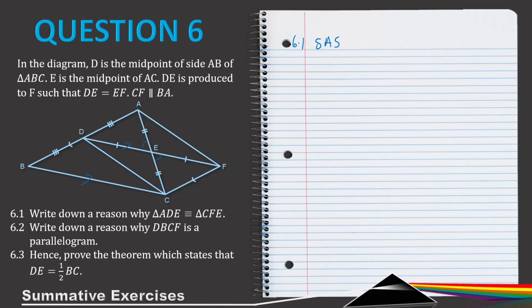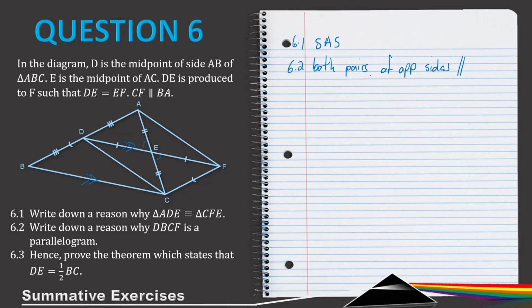We can do that. So we can say, because we know this because of the midpoint, remember? So let me just make that more clear, otherwise it looks like those. Okay, so 6.2 is both pairs of opposite sides are parallel.